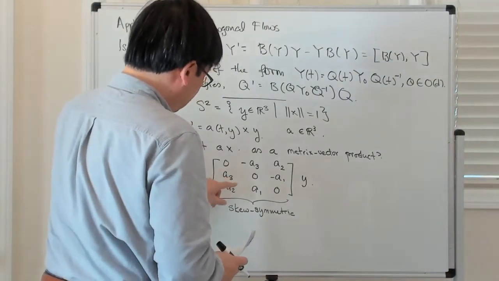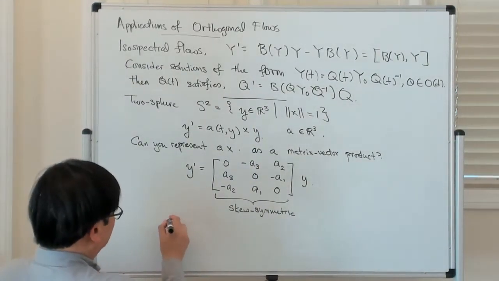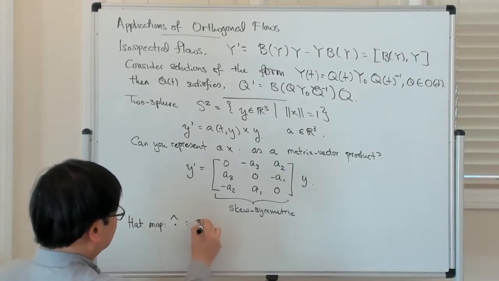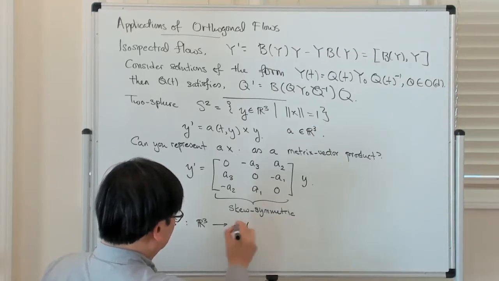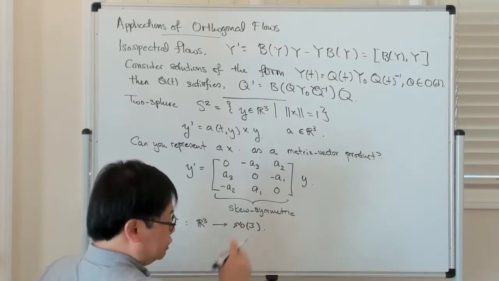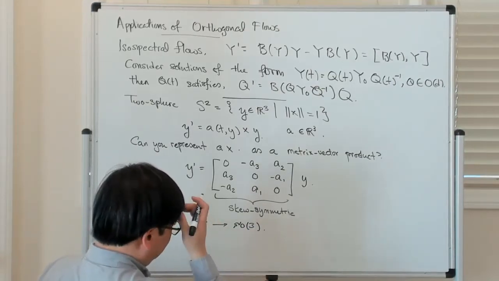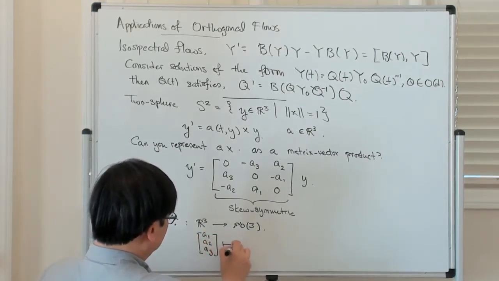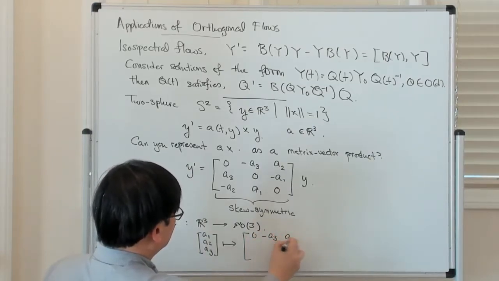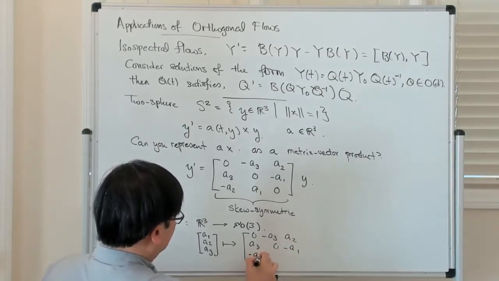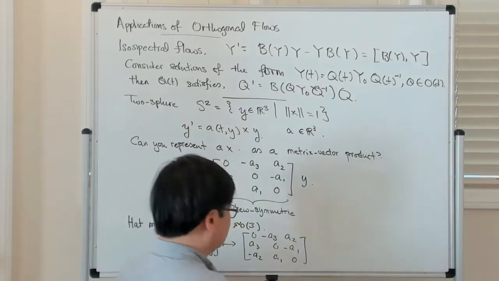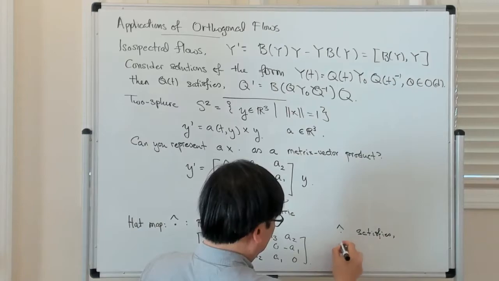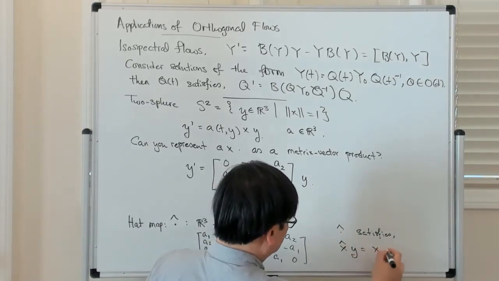I should say that this skew symmetric matrix is related to what is called the hat map. It's basically a map from 3-vectors to this Lie algebra of 3 by 3 skew symmetric matrices, which is the Lie algebra associated with the rotation group. It's given by A1, A2, A3 gets mapped to 0, minus A3, A2, A3, 0, minus A1, minus A2, A1, 0. Another way to see this is that the hat map satisfies the following property: x hat y is equal to x cross product y.